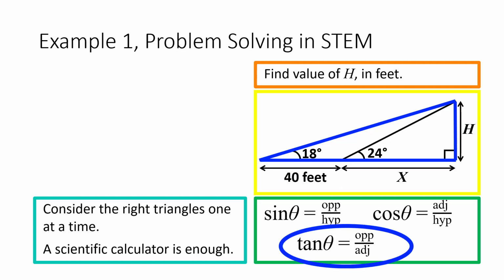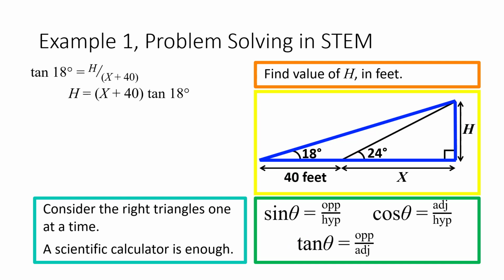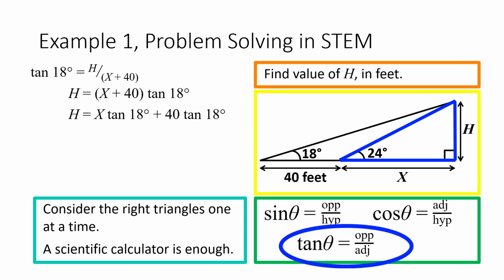The tangent of the angle is the opposite side over the adjacent side. So the tangent of 18 degrees is h over the sum x plus 40. We can multiply both sides by the denominator and then distribute the tangent to neaten this up a bit. Now we look at the smaller right triangle. We aren't really interested in the hypotenuse, so we use the tangent function. The tangent of 24 degrees is the opposite side, which is h, over the adjacent side, which is x.